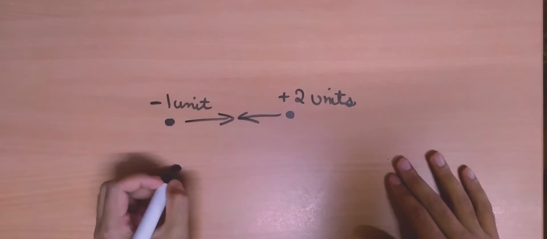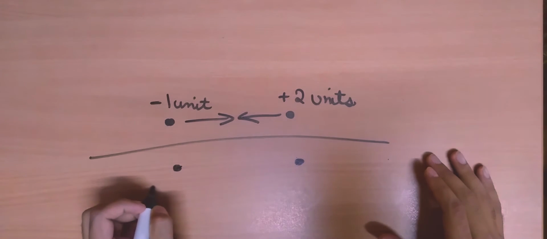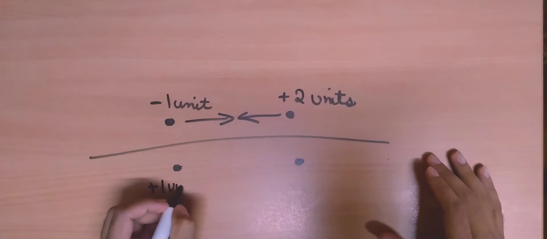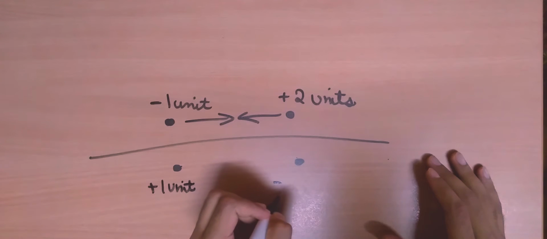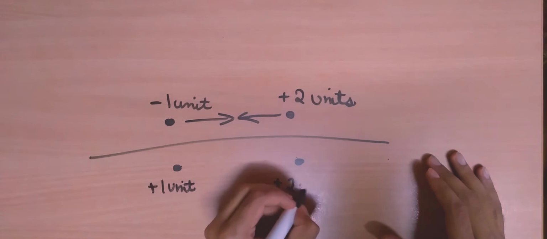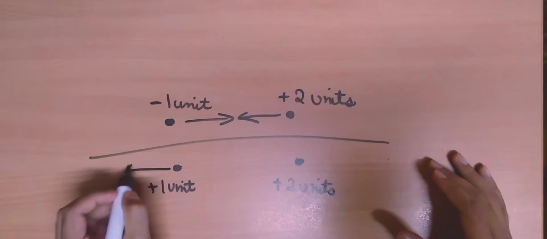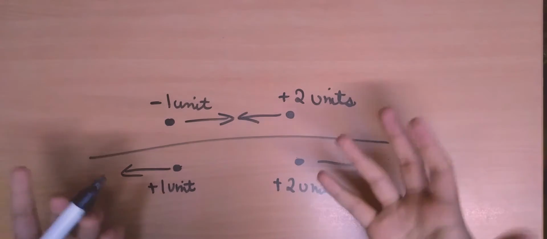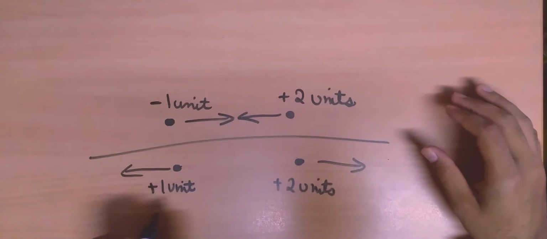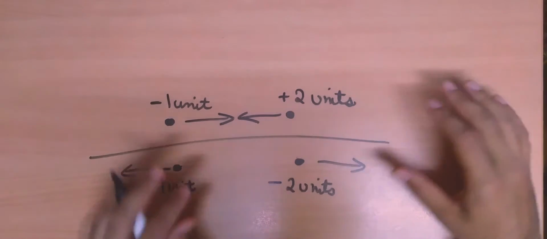And if I have two particles in another case that have the same sign of charge, so if this has plus 1 unit of charge and this one has, let's say, plus 2 units, these two charges will repel each other, they will push each other apart. So yeah, that is a basic thing. And also if these two charges were both negative, even then they would repel each other.